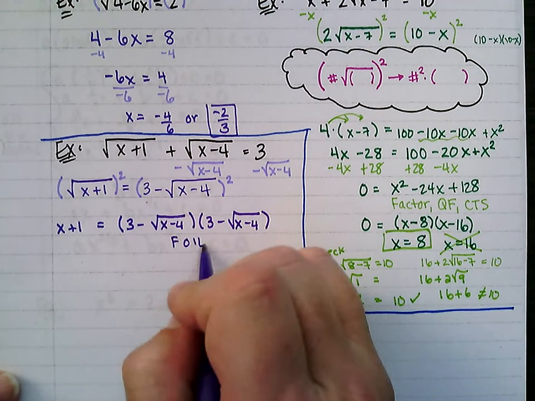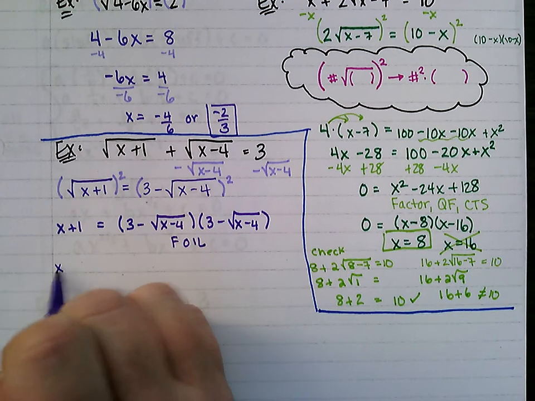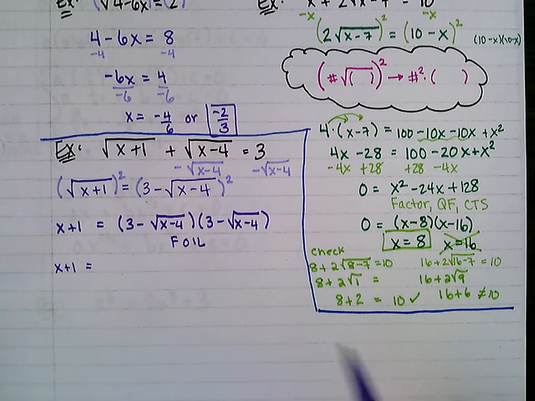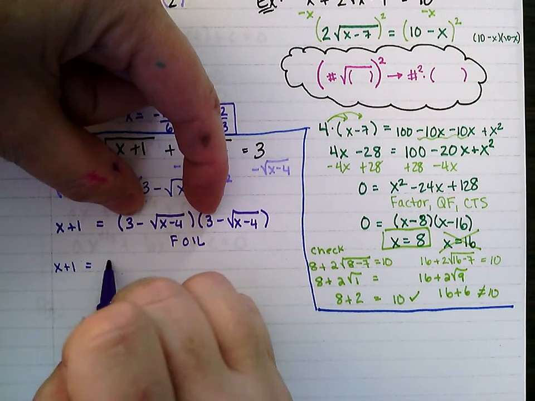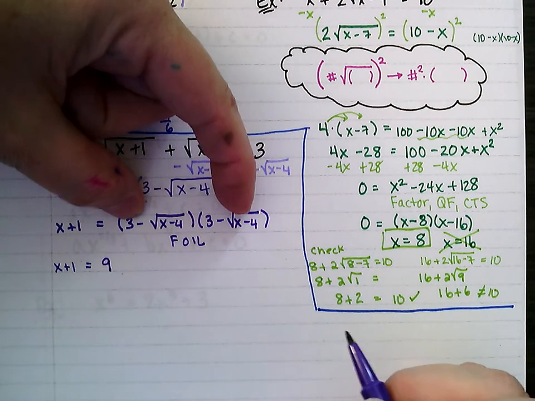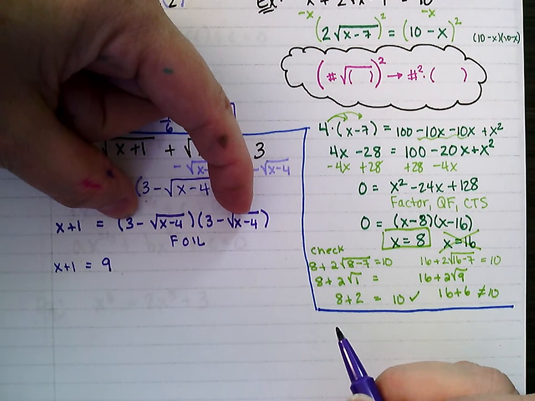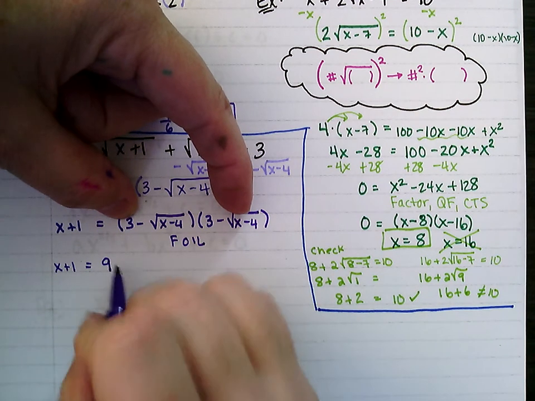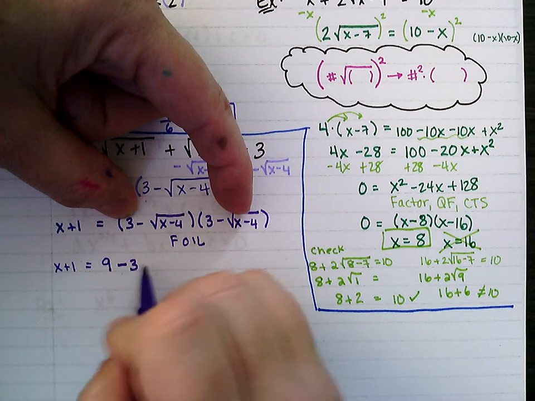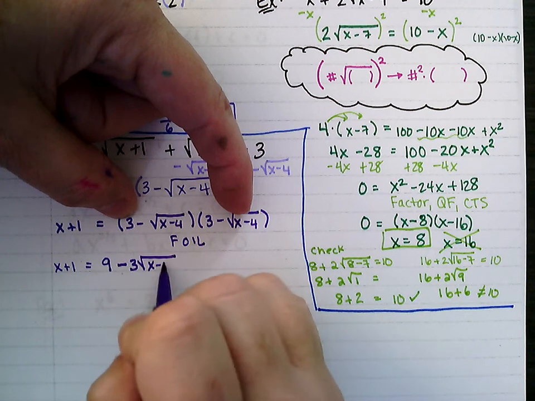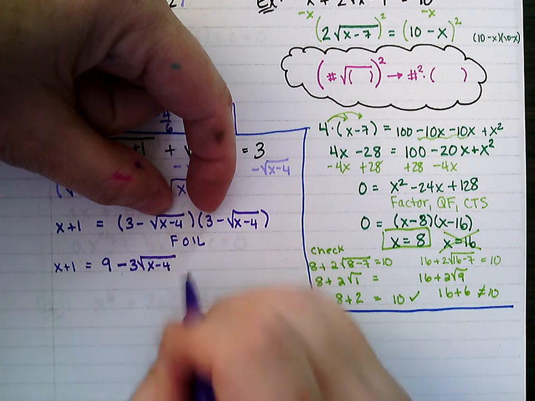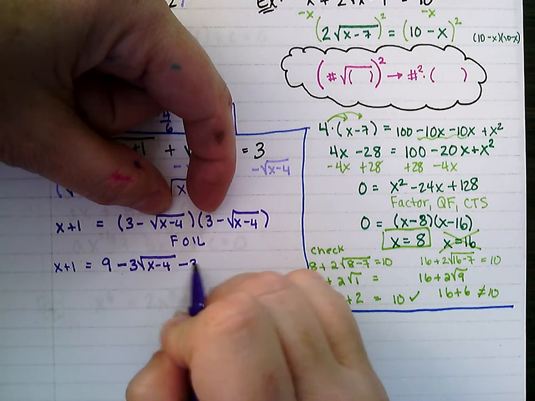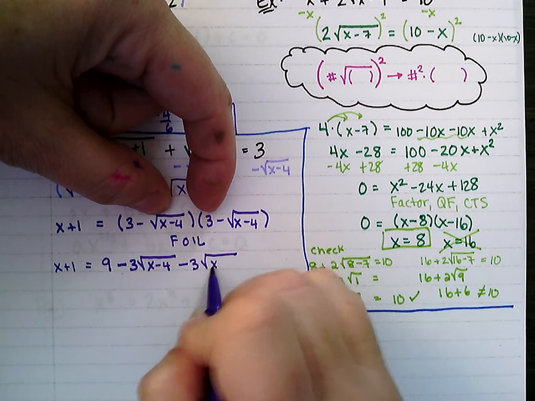So we are going to FOIL this guy. So we're going to keep our x plus 1 over here. Then we're going to do FOILing. So first times first. That one's easy. It is 9. Outside times outside. We've got 3 times negative square root of x minus 4. That comes out to be negative 3 square root of x minus 4. Then inside times inside. 3 times negative square root of x minus 4 again becomes negative 3 square root of x minus 4.